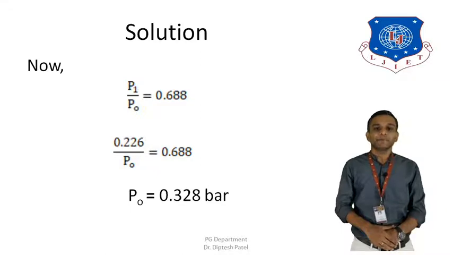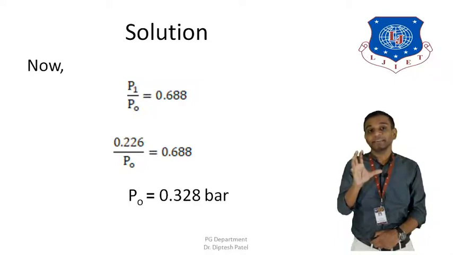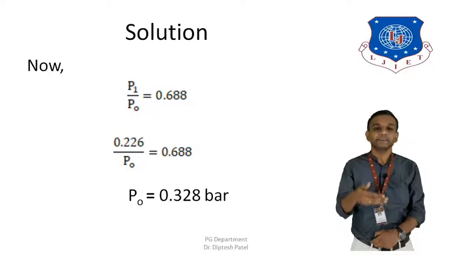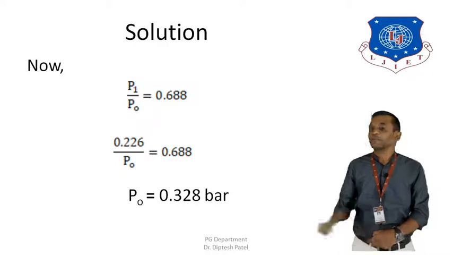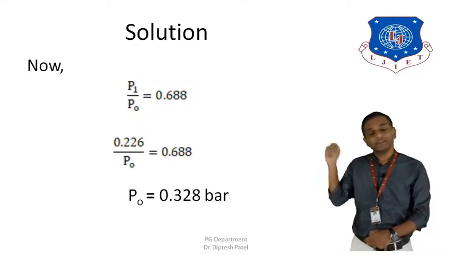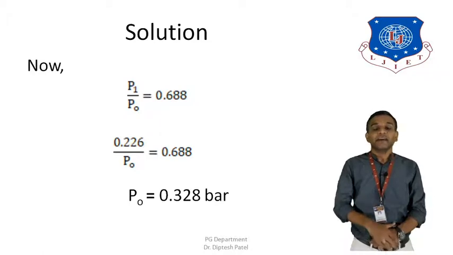P1 upon P0 is equal to 0.688, which we have taken from the gas table, and I have the value of P1 at the inlet. So I'm going to find P0 now. Let's say 0.226 divided by P0 is equal to 0.688, and therefore P0 is equal to 0.328 bar. Okay, so this is the pressure at stagnation condition.